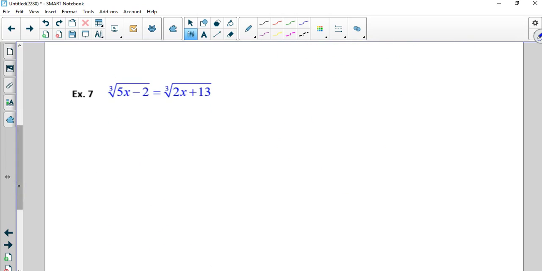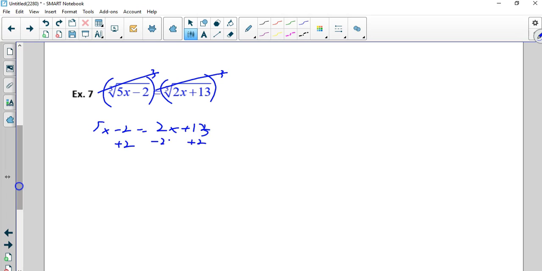Last but not least, we're going to cube both sides because of the cube root. That's going to give me 5x minus 2 equals 2x plus 13. I'm going to add 2 to both sides. I'm going to subtract 2x from both sides. What that gives me is 3x equals 15. Divide by 3, and x is 5.